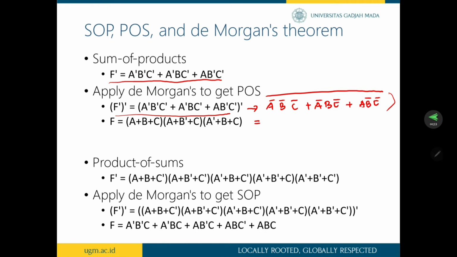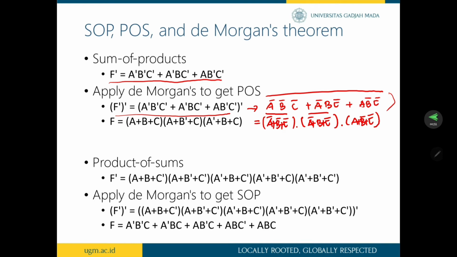We can write it as (A'B'C')' because this is from De Morgan's theorem, and then (A'BC')', and then (AB'C')'. Using the OR, because this is from De Morgan's theorem.